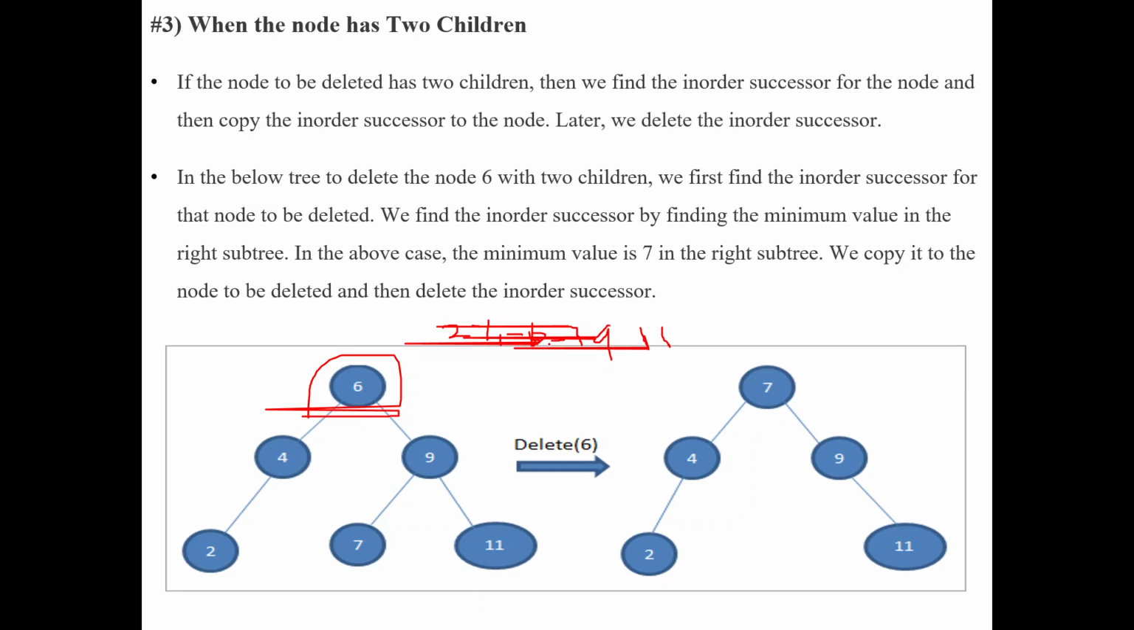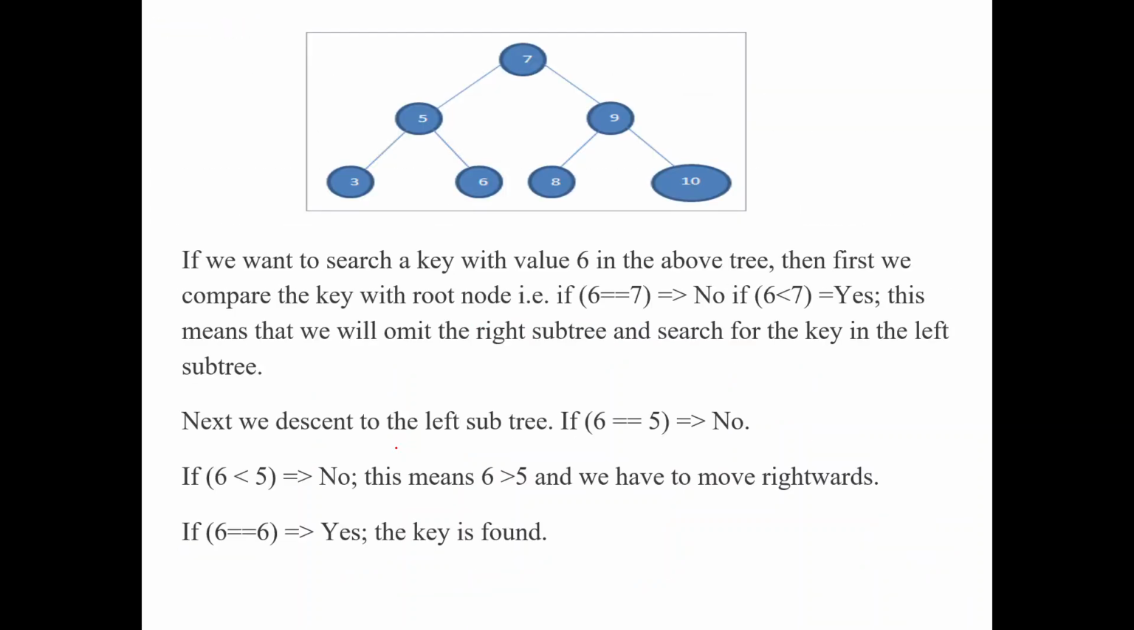So I need to check for the in order successor of the node that I'm going to delete. Since this is the node I'm going to delete, what is the successor of that? 7. So 7 is going to replace the node that I'm going to delete. This is how your binary search tree will look after deleting the node 6. This is all about deletion in a binary search tree.